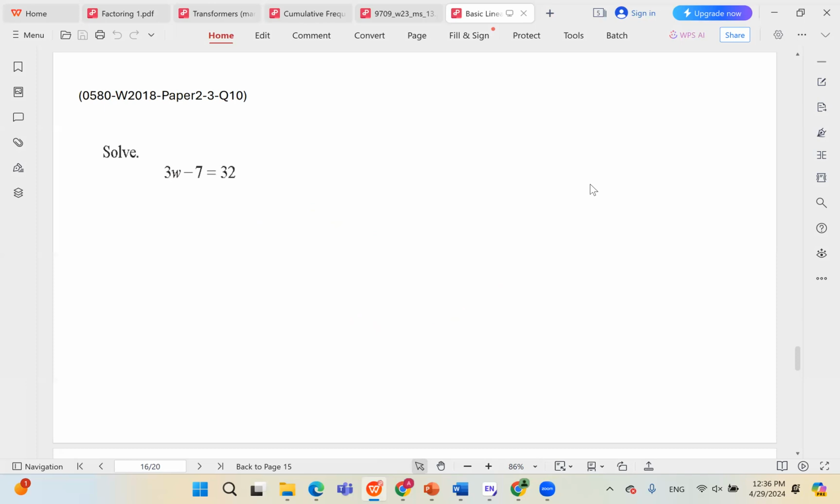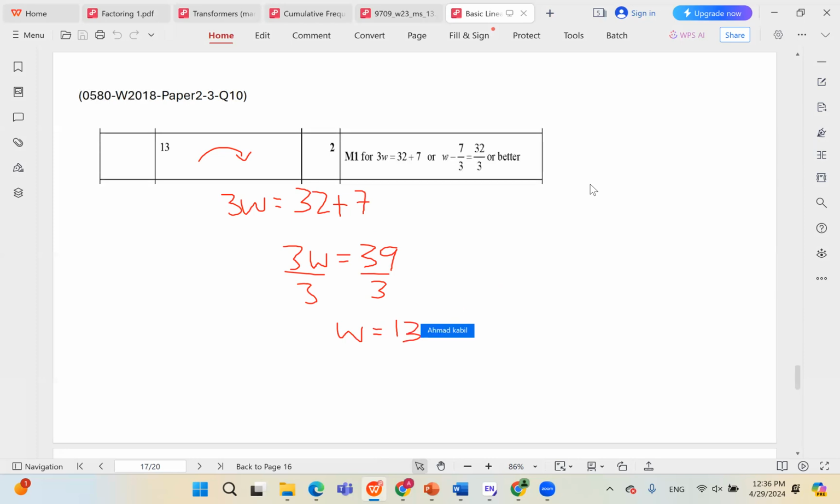Here we want to solve for w. We're going to take the 7 to the right-hand side. We get 3w equals 32 plus 7. So 3w equals 39. And we divide by 3 on both sides. You get w equals 13. So 13 would be the correct answer here.